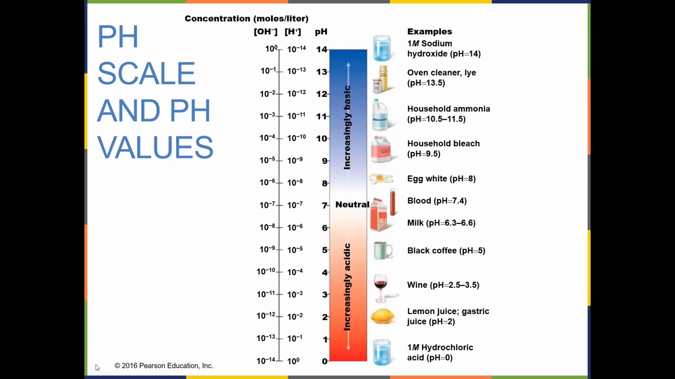If you like a soft drink, like Coke or Pepsi or Mountain Dew or something like that, pH of around 2 or 3. Pretty acidic stuff.